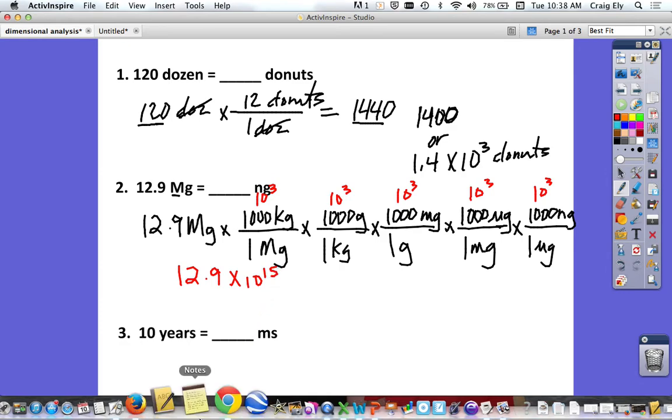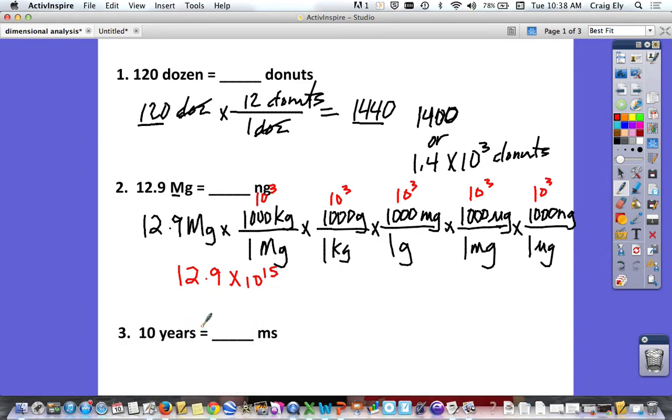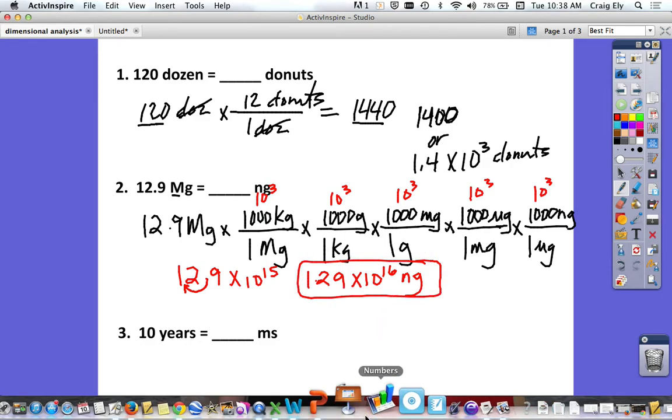Well, kind of, we can do that. Remember, for scientific notation, you can only have one number in front of the decimal point. So we actually need to move this decimal one space over. So since we're doing that, now this 15 changes to a 16. So the real answer is 1.29 times 10 to the 16th, and then nanograms is our unit of measurement. So this is our actual answer here.